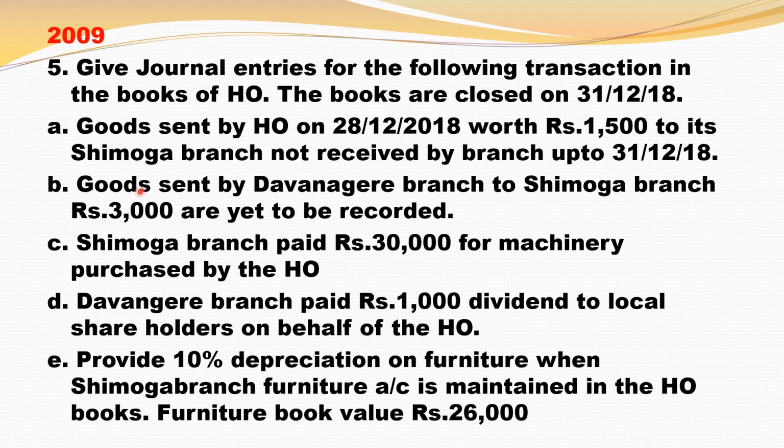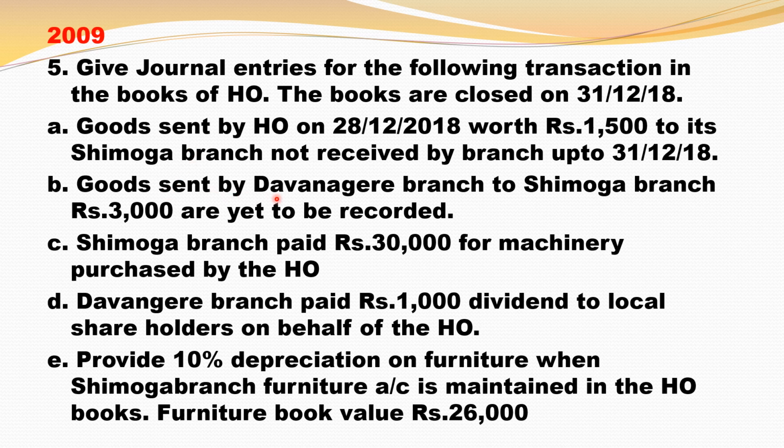Next, students, fifth one, give journal entry for the following transactions in the books of head office. The books are closed on 31st December 2018. Goods sent by head office on 28th December 2018 worth rupees 1,500 to its Shimoga branch, not received by the branch up to December. So it's called goods in transit. So what's the journal entry for goods in transit? Goods in transit account debit to Shimoga branch account.